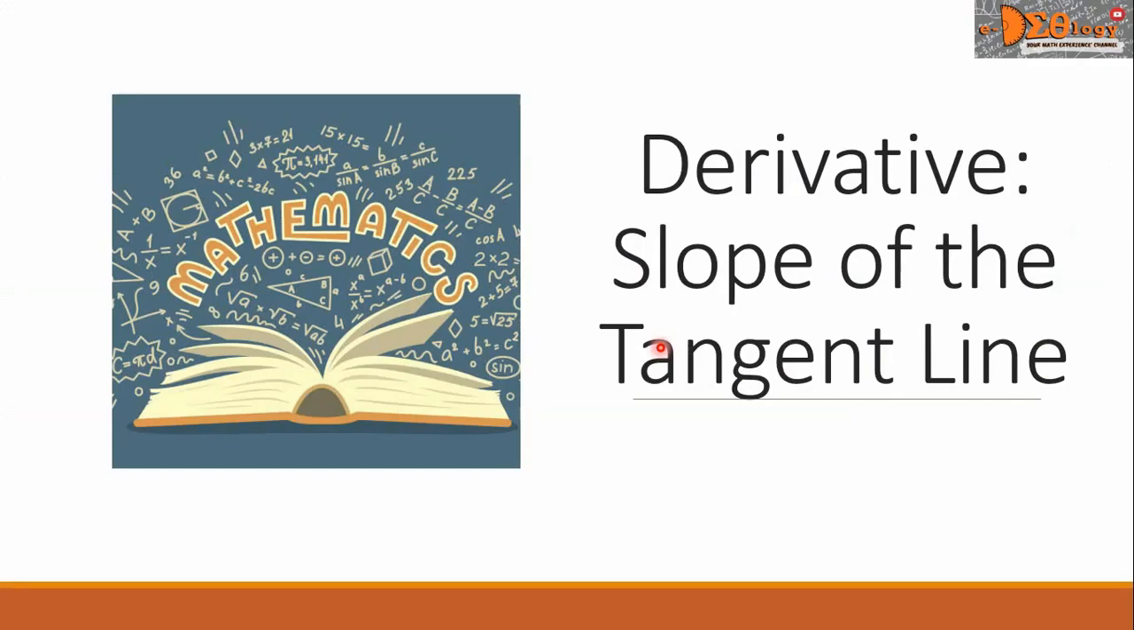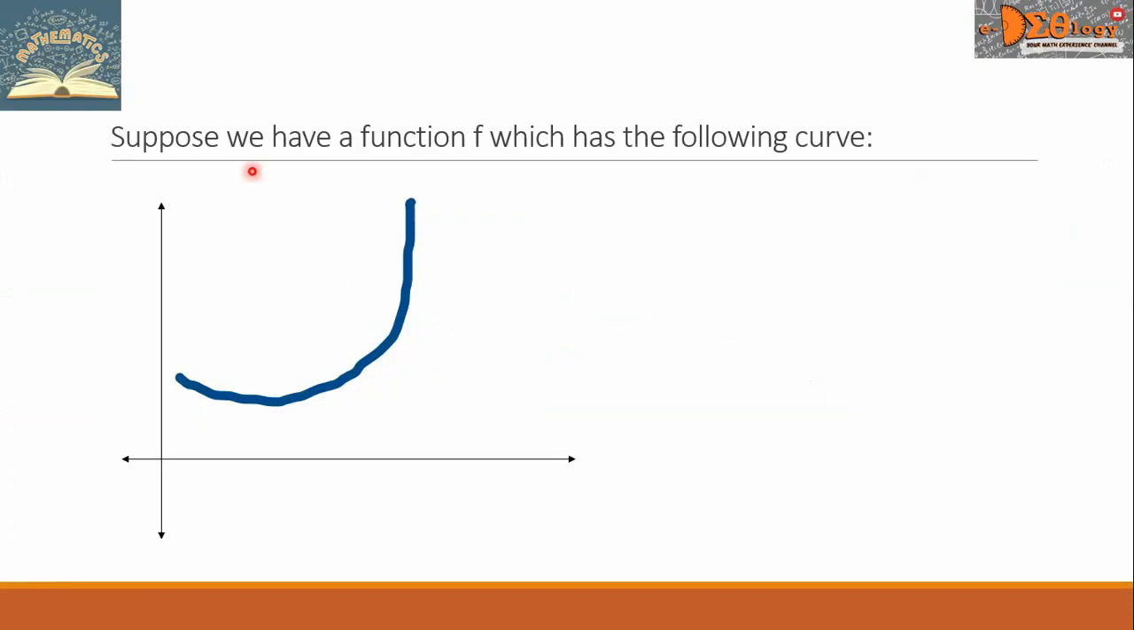Hi everyone. Today we're going to study derivative, the slope of the tangent line. Suppose we have a function f which has the following curve. Then let us pick 2 points of the curve.